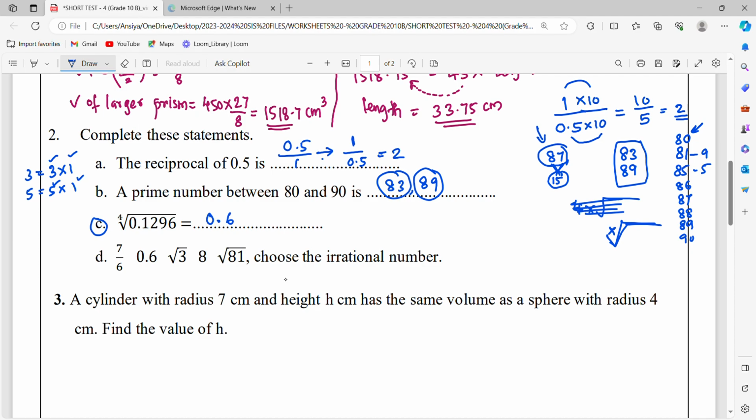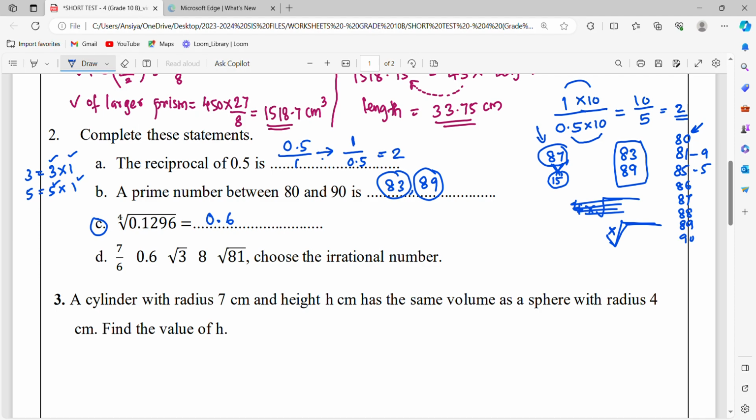Now question D. 7 over 6, 0.6, root 3, 8, root 81, and choose the irrational number. Irrational number in the sense which is non-terminating and non-recurring. It goes on, with no repetition pattern.